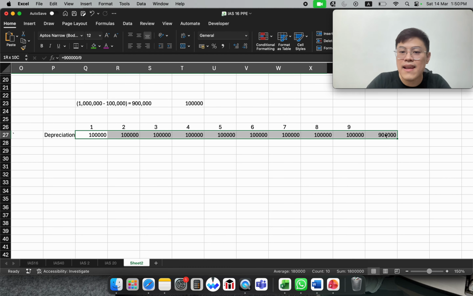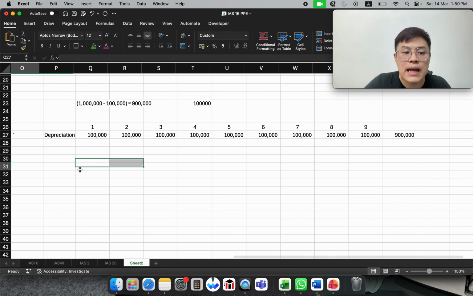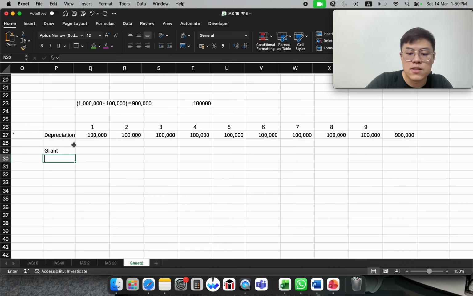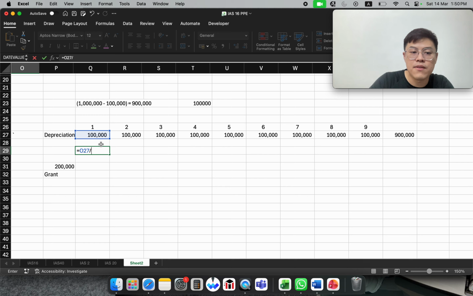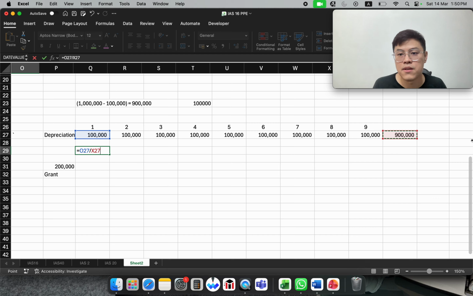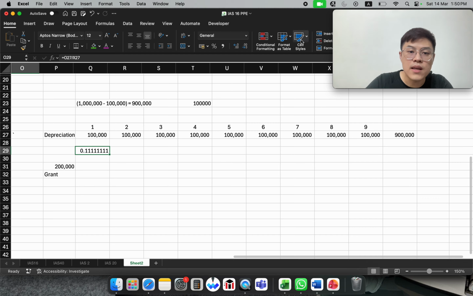So the grant that we want to release out, the grant in total is 200k. The grant that we want to release out must be in proportion to how much you have depreciated during that year. So the calculation is very simple. You will just need to calculate the percentage of depreciation you have made. 100k divided by total depreciation, meaning to say cost minus residual value. Over year 1, you have depreciated by 11%.